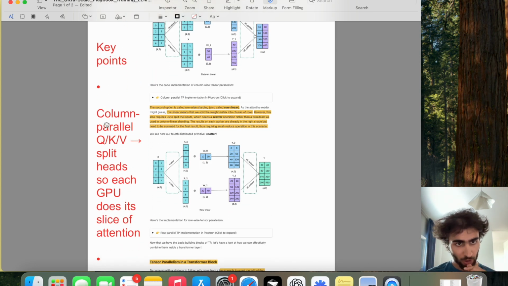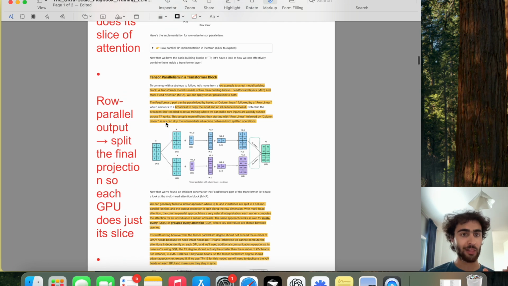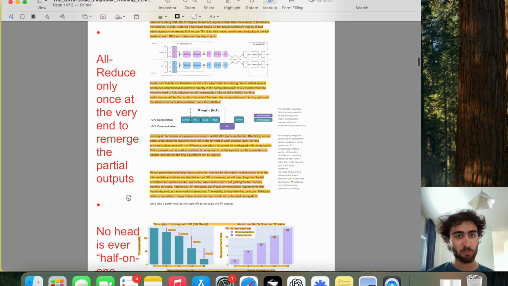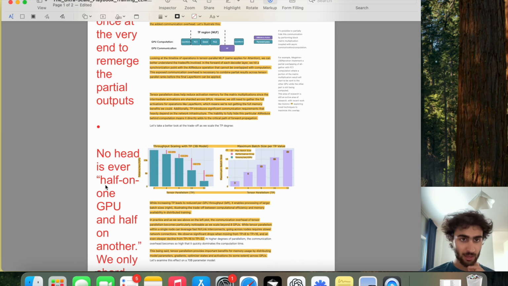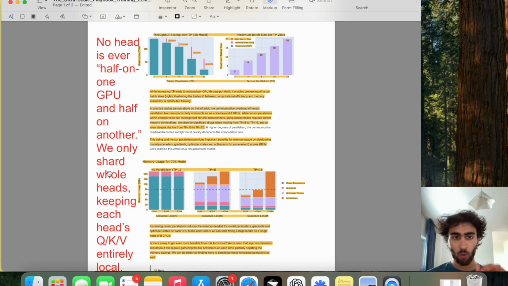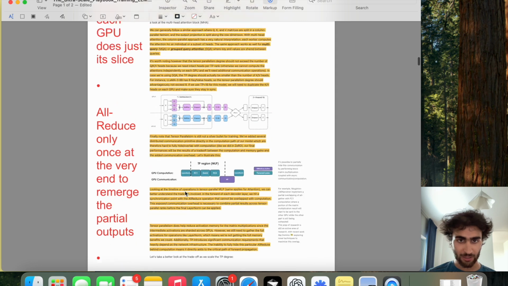So first, we do a column parallel, splitting the heads over the Q, key, and value matrices so that each GPU has its own slice of attention. And then for the row parallel output, we split the final projection so each GPU does just its own slice. And we all reduce only once at the very end to remerge the partial outputs. One thing worth noting is that since we are only doing a factor of the number of heads, no head is ever on one GPU and half on another. We only shard whole heads, keeping each head's QKV entirely local to that device.